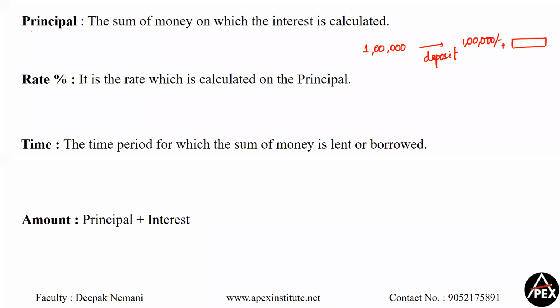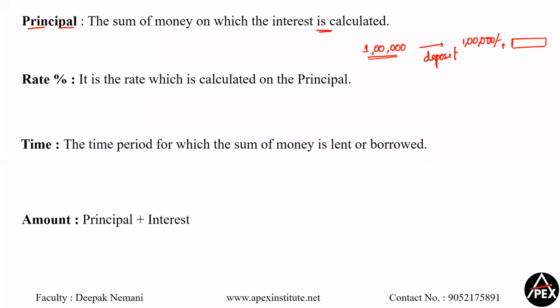Okay, now coming to the principal. The sum of money on which the interest is calculated is called principal, or the sum of money which is either lent or borrowed is called principal. Now what did I do with this 1 lakh? Did I lend it to a bank, or did I borrow it from a bank? I have lent this 1 lakh to a bank.